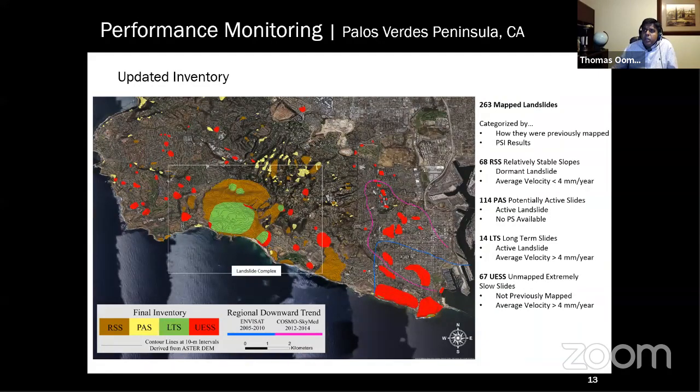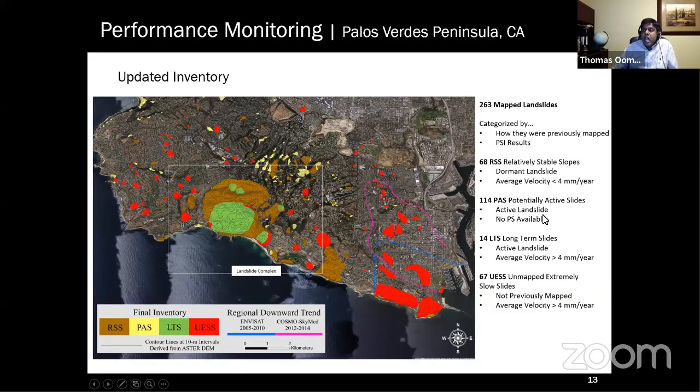So we are utilizing the previous landslide inventory that the California Geological Survey developed and our work, and we updated and mapped 263 landslides. And 68 of them are relatively stable slopes, which is this RSS category: dormant landslides with average velocity of movement less than 4 millimeters per year. The second class that we developed was PAS, which is potentially active slide, 114 of them. And they have this yellow color. They are active landslides, but no PS available.